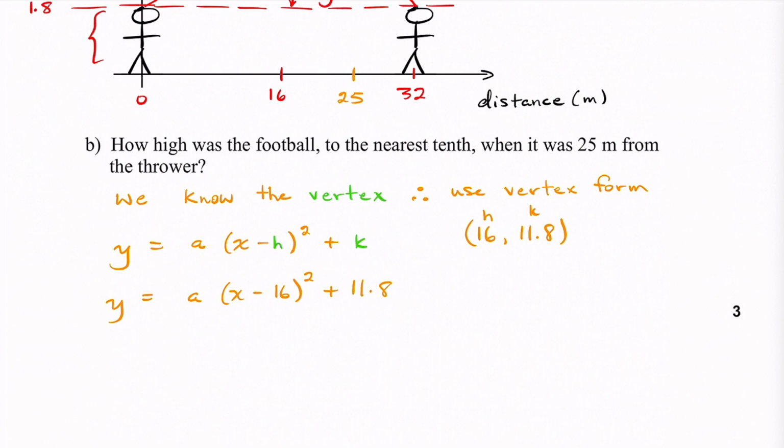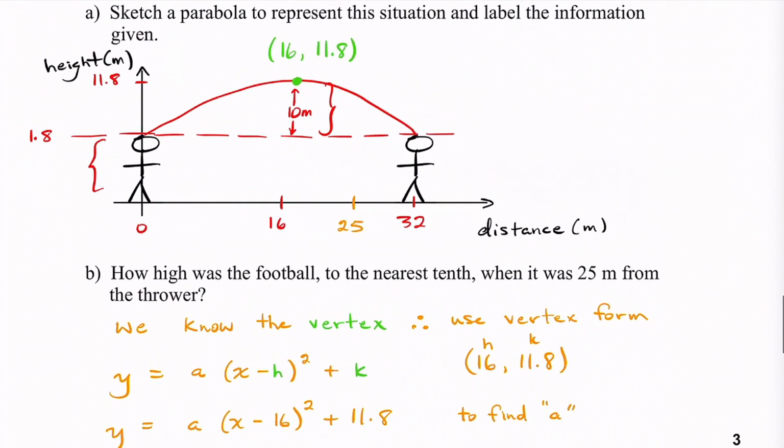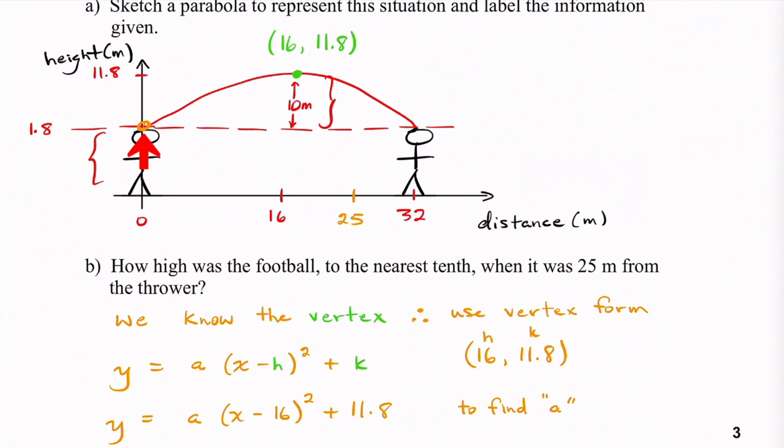Okay, so I have everything filled in except I don't know what that a value is. We need to find a. So to find a, we're going to have to use a point. Okay, now it doesn't matter what point, just as long as I have a point. So looking up on our graph, there are a couple points that we could know. There's this point on the parabola, and there's also this point.